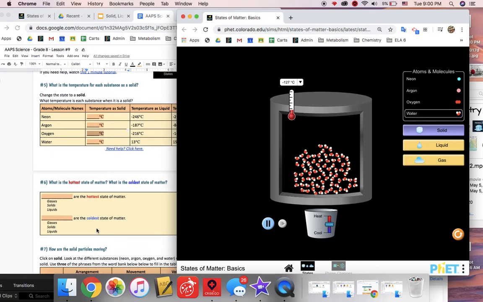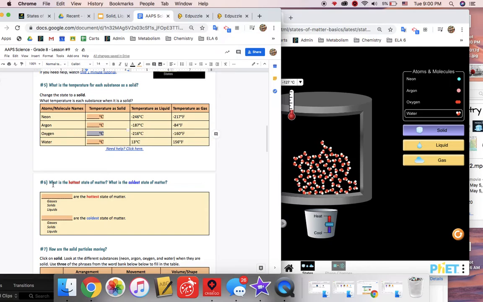The next question asks, what is the hottest state of matter? So let's look at water as an example. Where is it the hottest? Is it hottest when it's a solid, a liquid, or a gas? Write the answer here, and then look at water again. Where is water coldest? Is it coldest as a solid, liquid, or gas? Write that here.